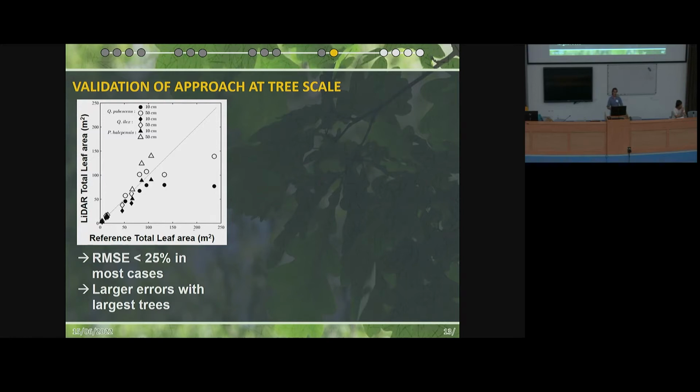So here is the total leaf area predicted versus references. In most cases, we have less than 25% error, but for some trees, the largest ones, big errors can be observed. For example, this one, where the total leaf area is predicted at less than half.